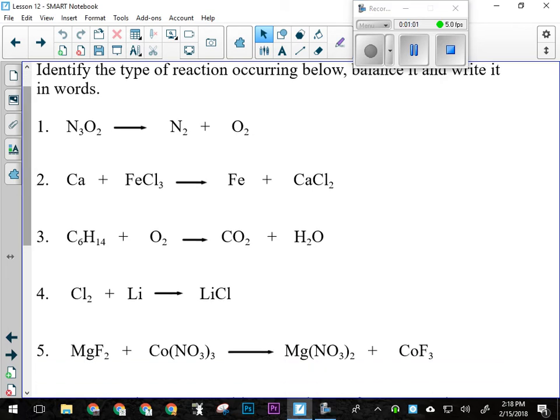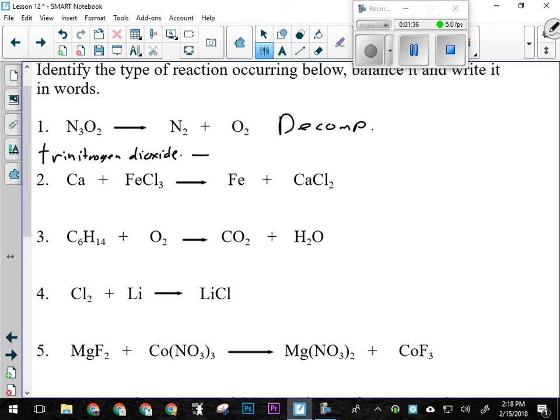Okay, so our first one, we've got a single compound, and on the other side, on the product side, we've got 2 elements. So what kind of reaction is that going to be? Decomposition. All right, so our first one is a decomposition reaction. Okay, then I've got to write it out in words. Is this a molecular or ionic compound? It's molecular, so I'll need prefixes. This stuff is trinitrogen dioxide.